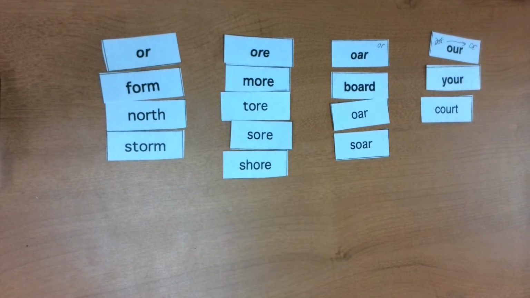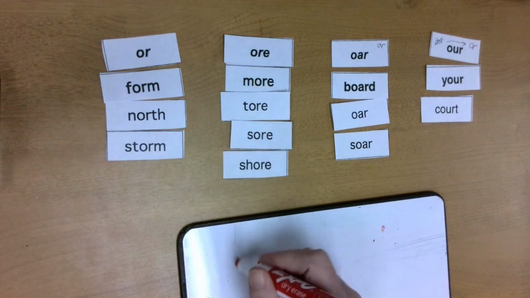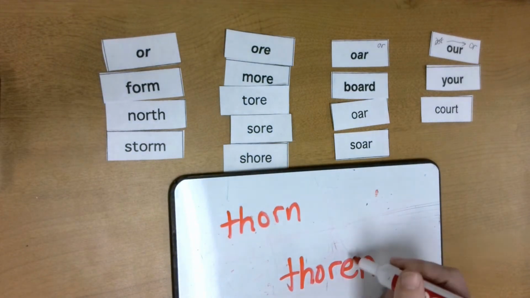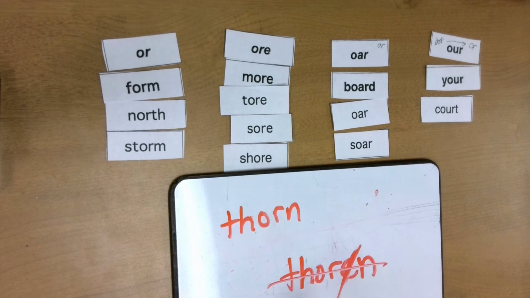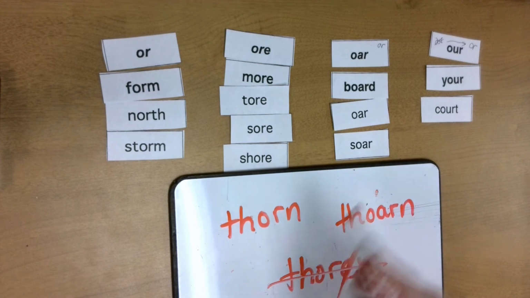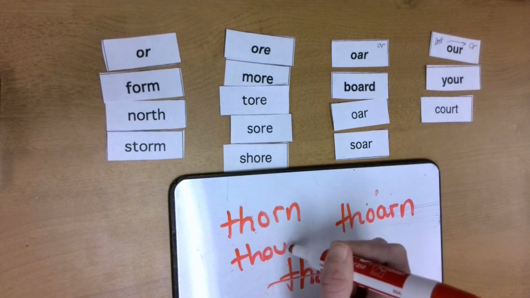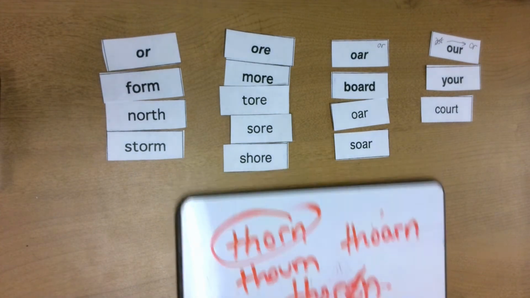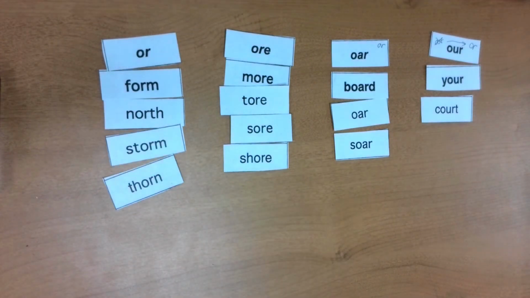My next word is thorn. Tap that out with me. Thorn. And again, I can write that in lots of different ways. Thorn. Or that's a silent E pattern, right? Thorn? No. I wouldn't have a silent E in the middle of the word, so I know that's wrong. Is it thorn like that? Is it thorn like this? Which one looks right to you? If you're thinking this one, you've got it. Just a regular O-R on that.